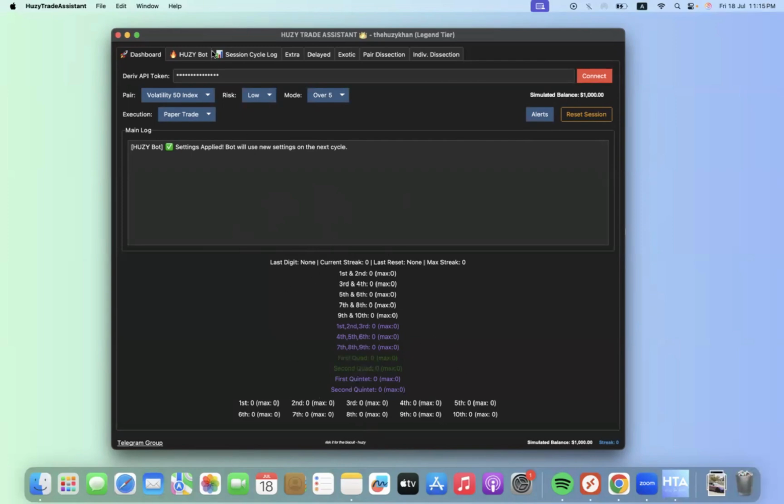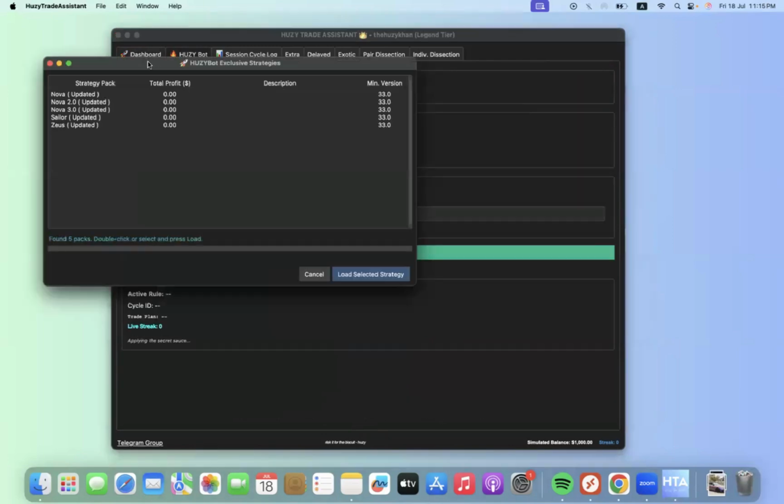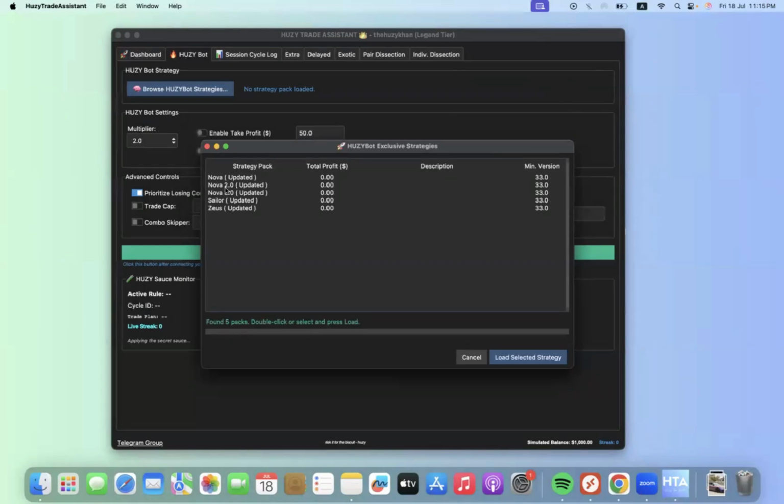Okay. So first, select paper trade mode, select the pair that you want to do, select the mode that you want to do, head over to the Huzy bot, click on browse strategies, then just quickly select any of these strategies. Now you must be thinking, how are these strategies made? On what basis are they going to trade?